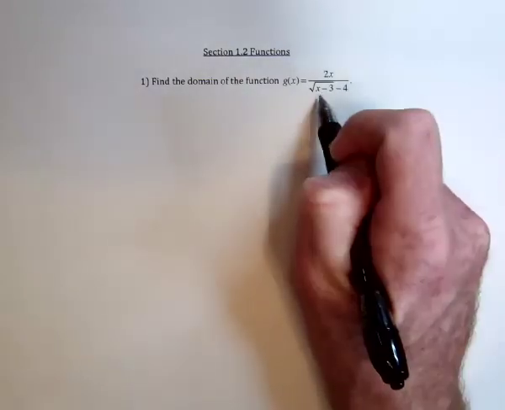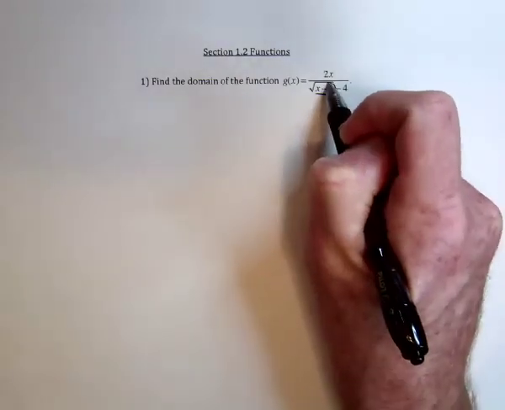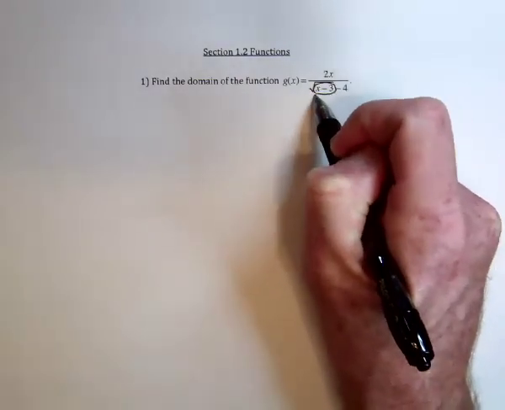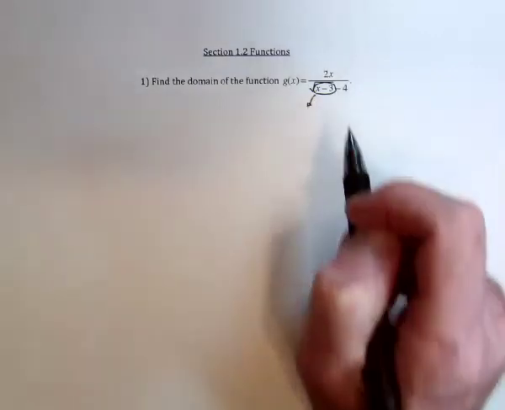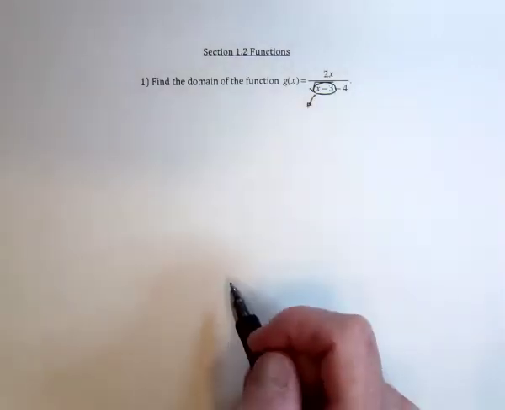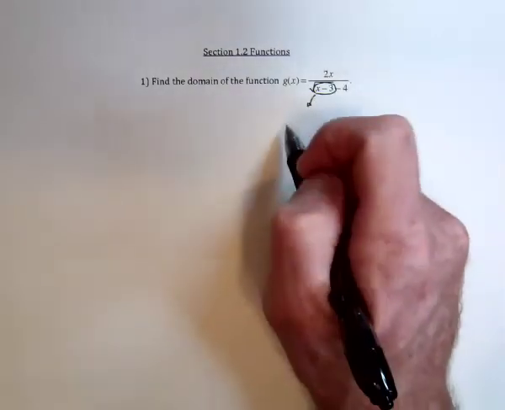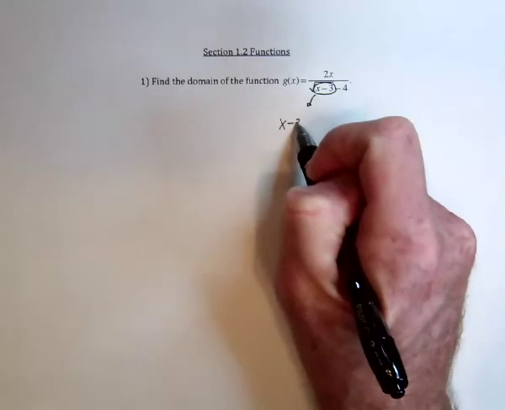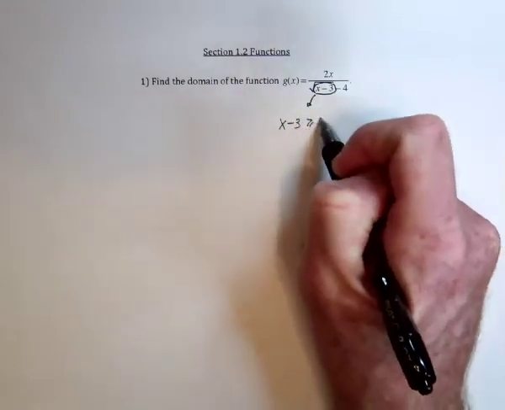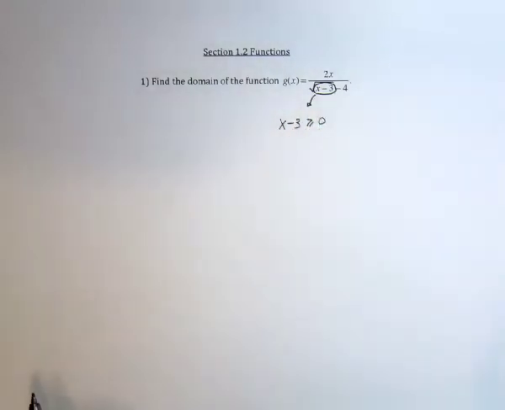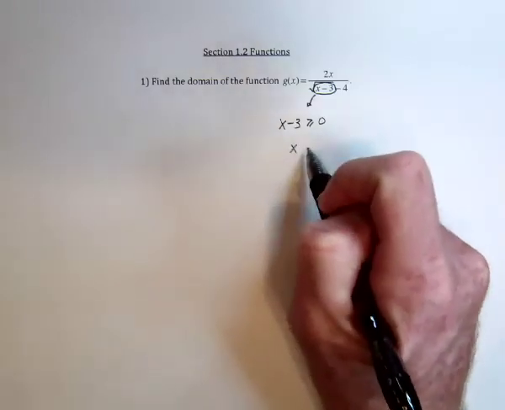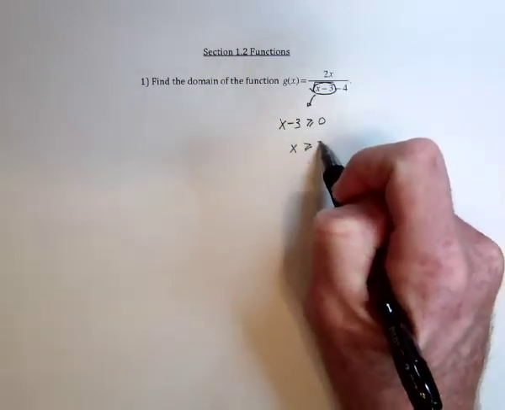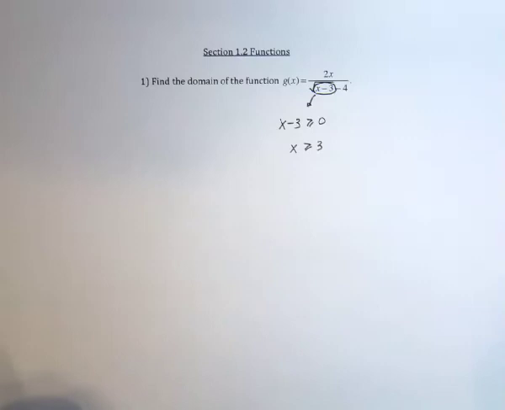So for the first idea, this, which is inside the square root, needs to be bigger than or equal to 0. So x minus 3 needs to be bigger than or equal to 0, or in other words, not negative. So adding 3 to both sides says that we need x to be bigger than or equal to 3. Okay, so that's one idea because of the square root.